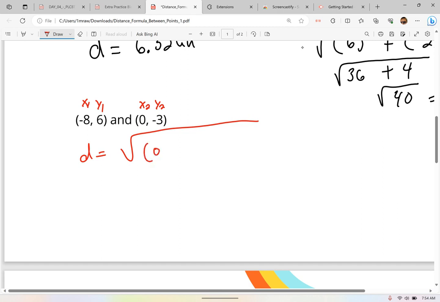x2, which is 0, minus x1, which is negative 8, squared, plus y2, which is negative 3, minus y1, which is 6, squared. 0 minus negative 8 is a positive 8, so that's positive 8 squared. Negative 3 minus 6 is a negative 9, so that's a negative 9 squared. Make sure you're using your parentheses.